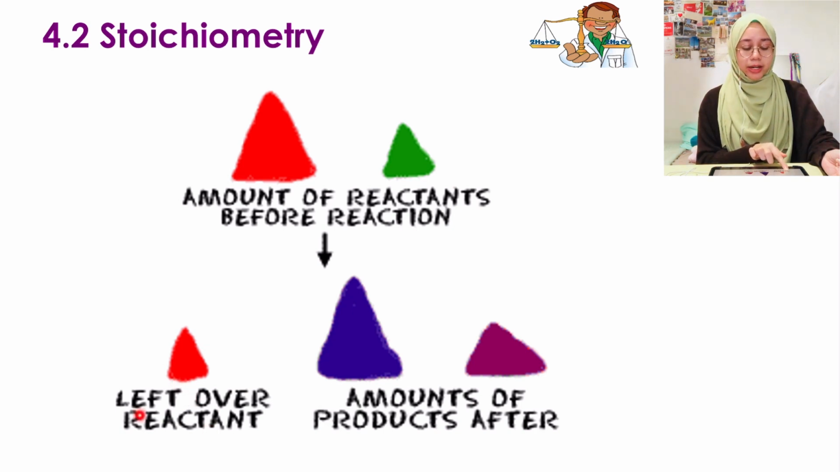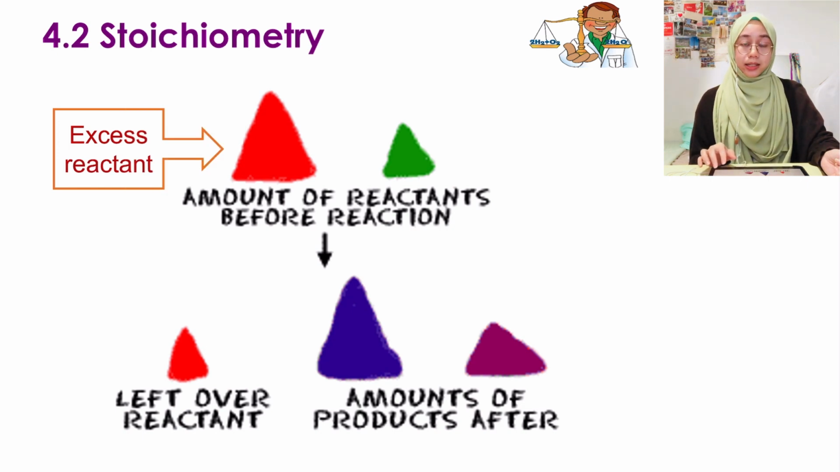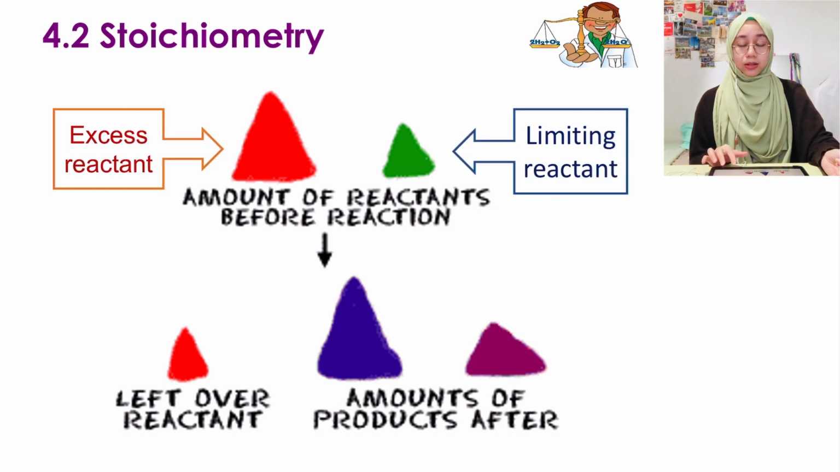Okay, so kalau dia ada leftover reactant, therefore the red one is considered as the excess reactant, meanwhile the green one is considered as the limiting reactant. As you can see, there is no green reactant left at the end of the reaction, meaning the green reactant has been completely used up. Okay, and the green reactant is actually the one that limits the amount of product formed.